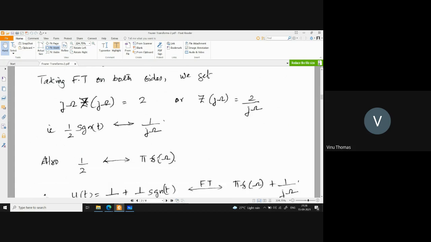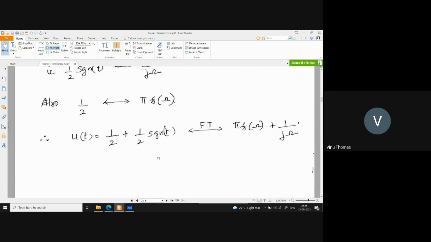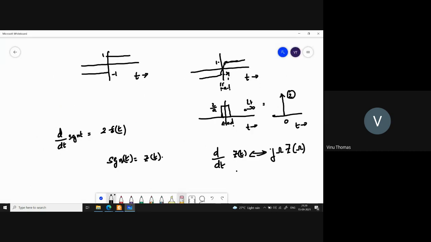And applying the linearity property, u of t would be half plus half sigma of t, which is therefore Fourier transform to... Half is a constant, and as you know, 1 is Fourier transform to 2 pi delta omega. So 1 by 2 is Fourier transform to pi delta omega, and 1 by 2 sigma of t is Fourier transform to 1 by j omega. So this is pi delta omega plus 1 by j omega.